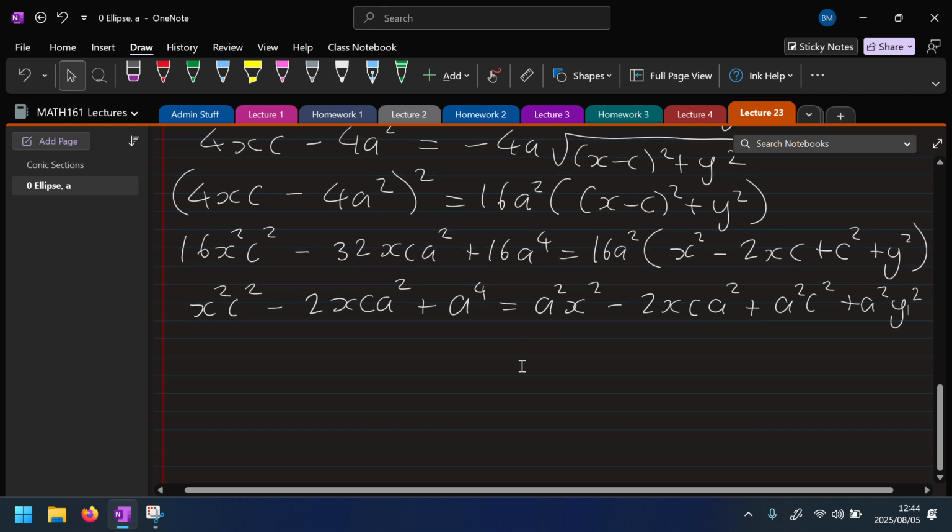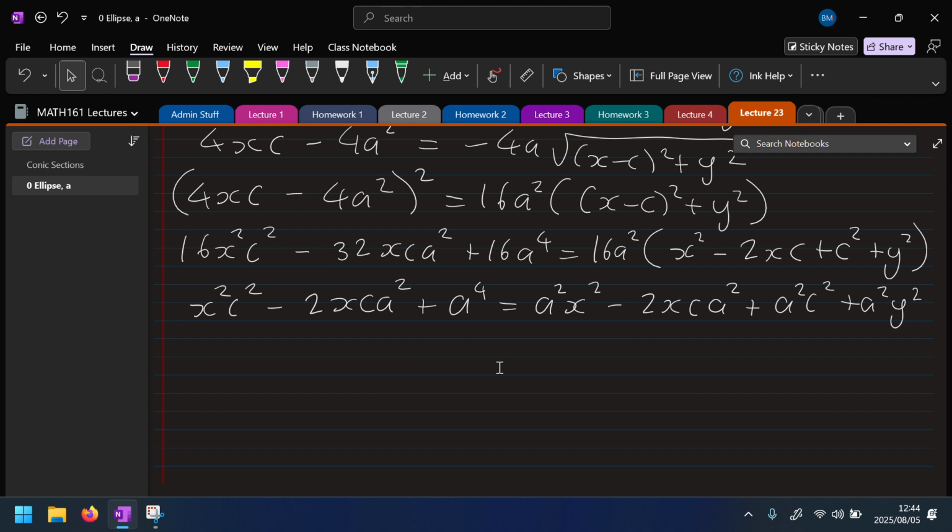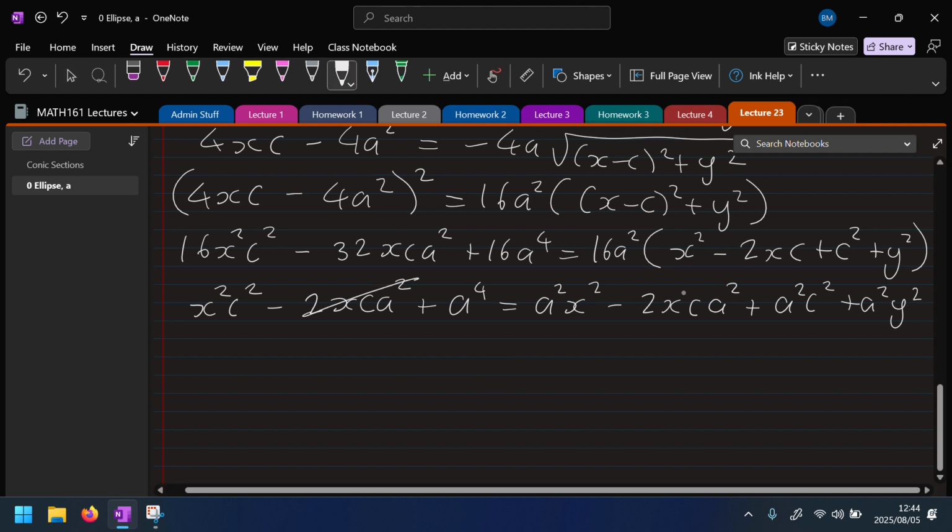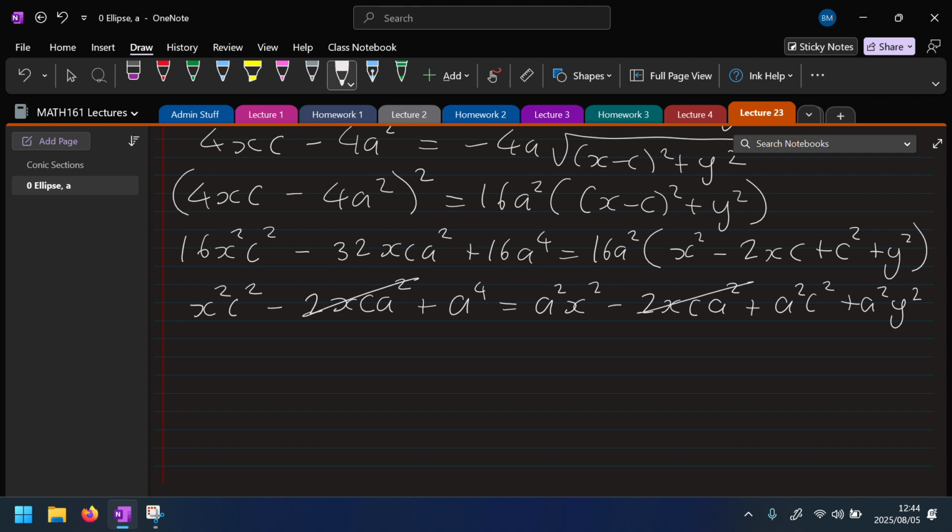Okay, let's see if anything else cancels. Left-hand side, minus 2x times c times a squared. Right-hand side, close to the end there, minus 2 times x times c times a squared. That can go. So there and there. Anything else? No. Okay, so you can leave it like that.